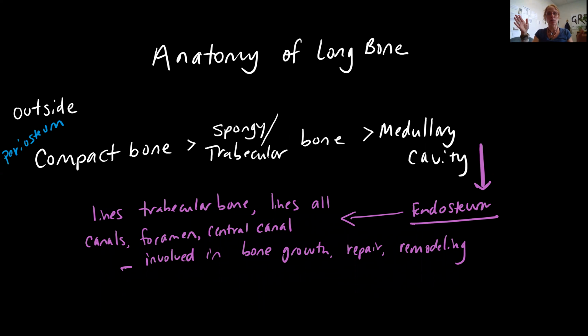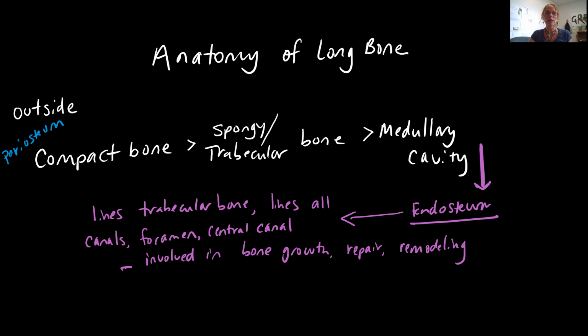So again, if we're now going from outermost to innermost, we need to include the periosteum, and then we can see our compact bone, and then inside to that we can see our trabecular bone, and then of course we have our medullary cavity, which is then lined with the endosteum. I've already mentioned that the endosteum is lining all of the trabeculae, so all of those extensions of the trabecular or spongy bone. It's lining all canals, all foramen.